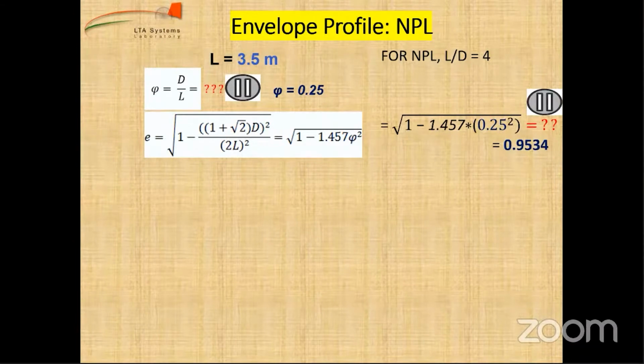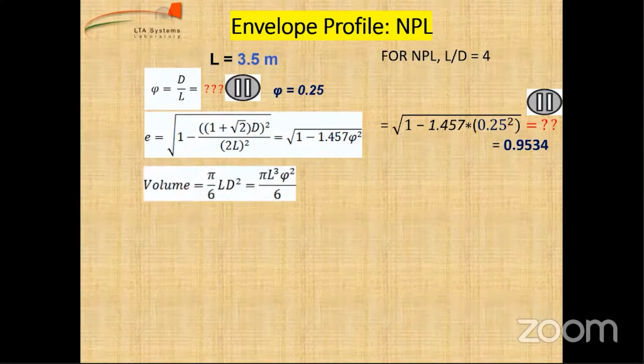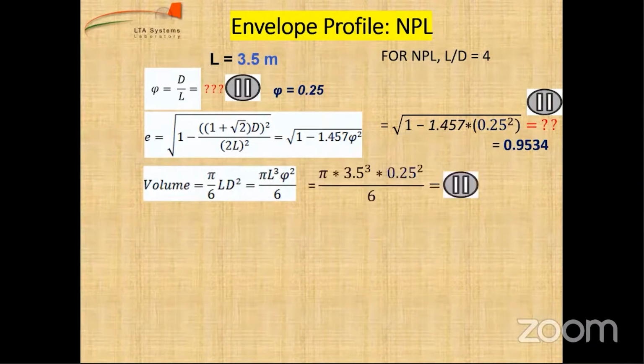All right. So the next is volume. Volume is pi by 6 L D squared, which is pi L cubed phi squared by 6. So can anyone calculate that and tell me? 0.4. Can you increase the decimal places? Like I said, 3 to 4 decimal places is something that we generally deal with. 0.4006. Are you sure? Sir, 1.4023. 1.402403. Correct.